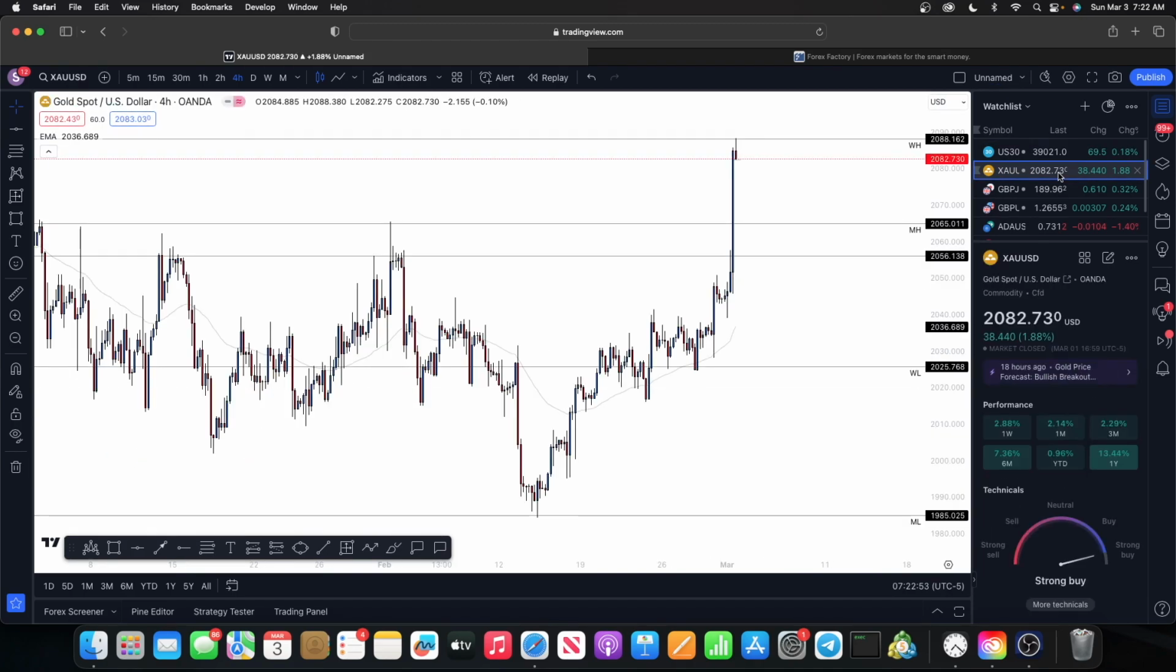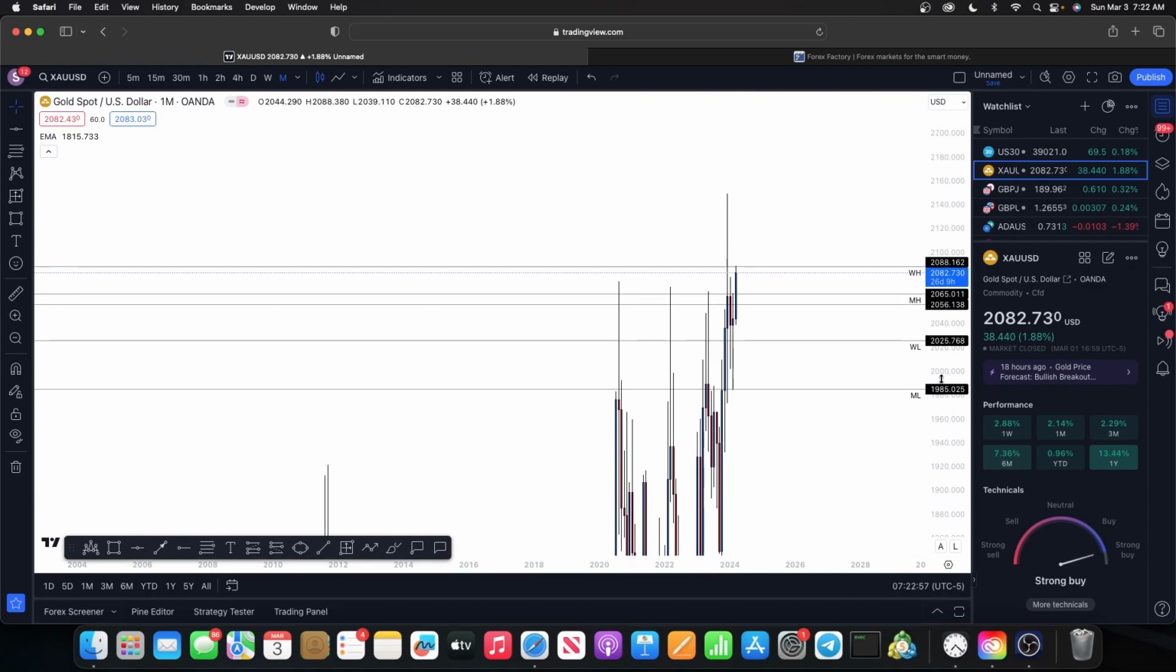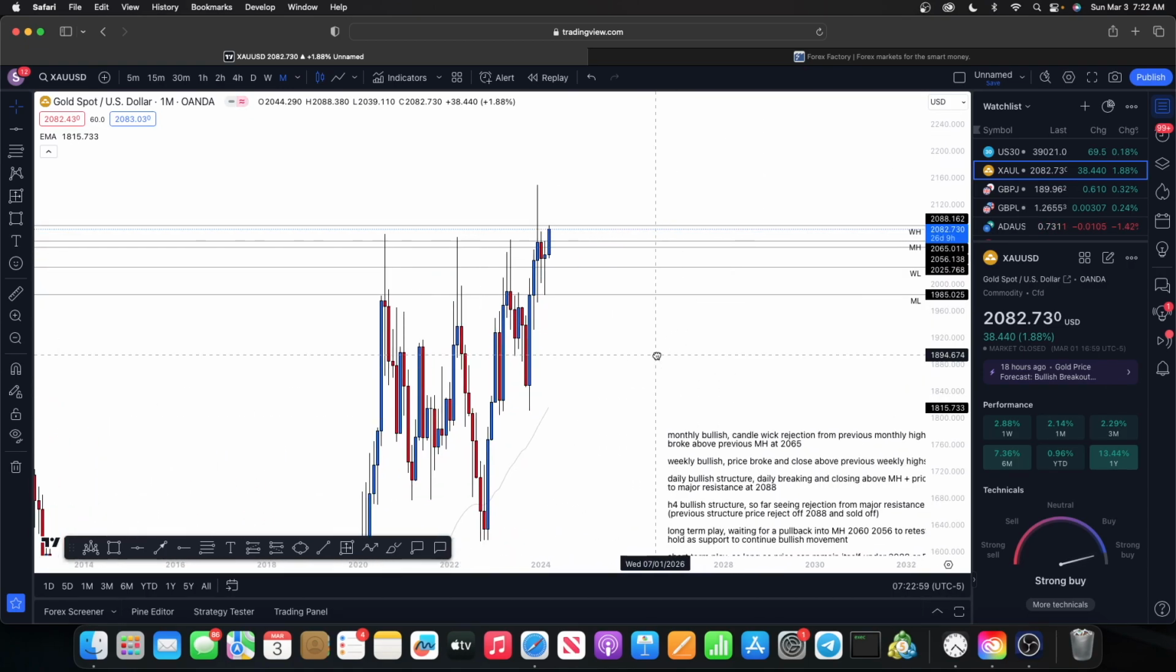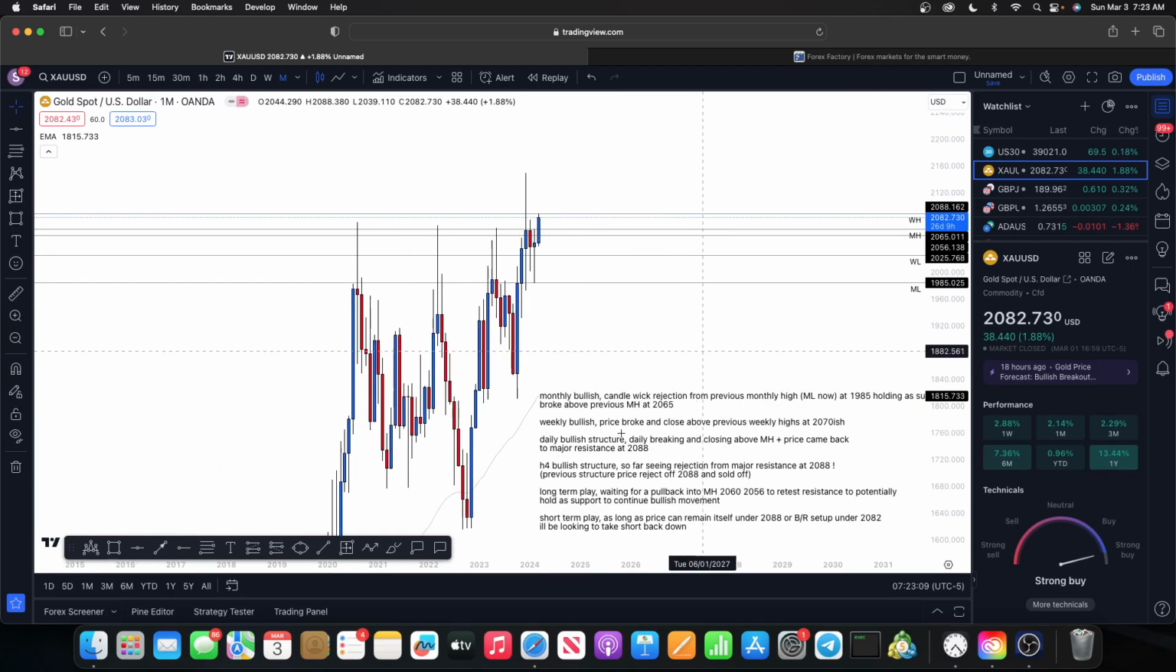So now let's move on into gold. All right, so let's start off on the monthly time frame. Monthly, obviously you guys can see we are very bullish, right? Check this out. The monthly bullish candle, wick rejection from previous monthly high, which is a monthly lows right over here at 1985, right?